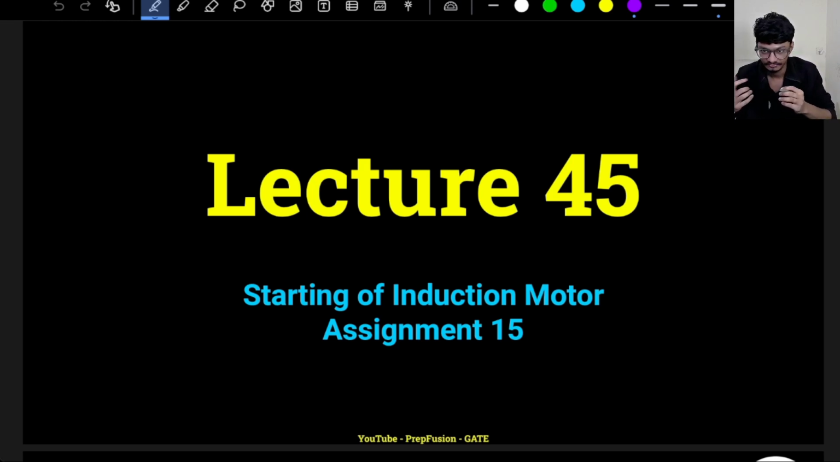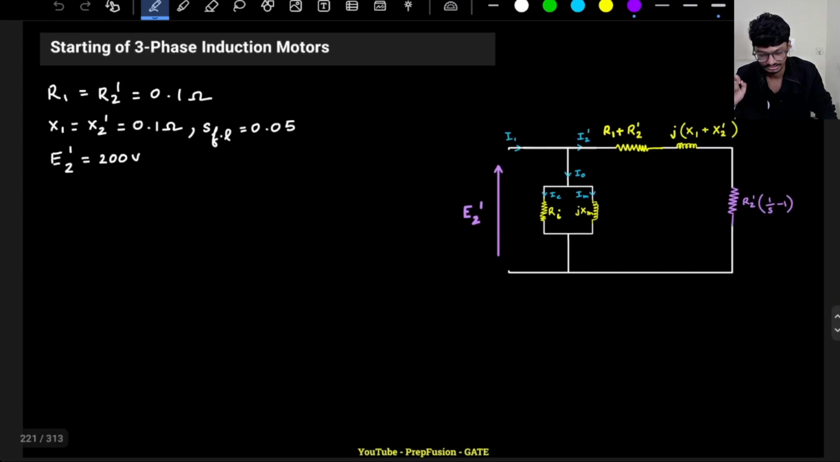Now a few topics are left, like starting, speed control and braking. These three topics are left, and a few theoretical topics like harmonics are also left. So we will discuss those. Today we will mainly discuss starting.